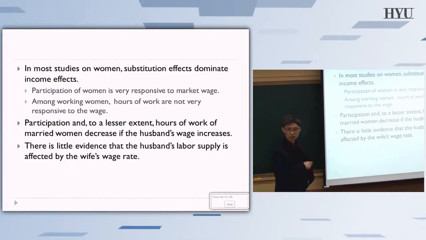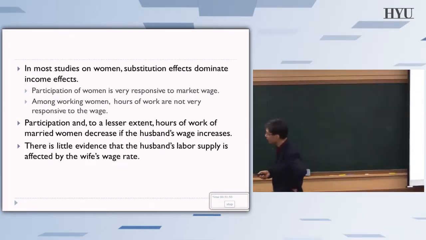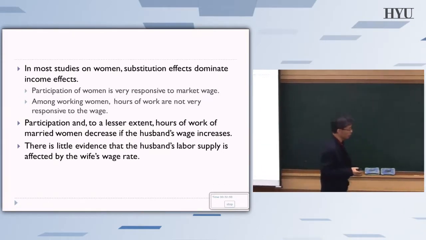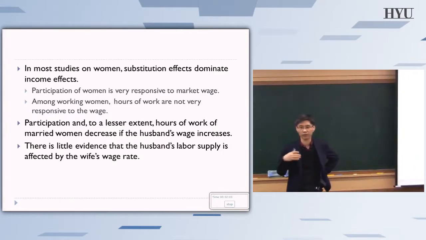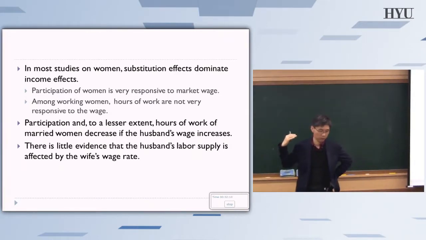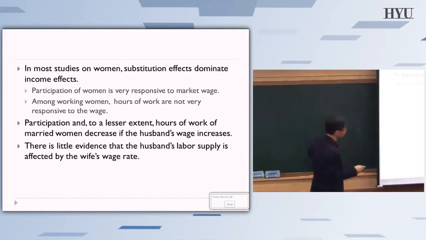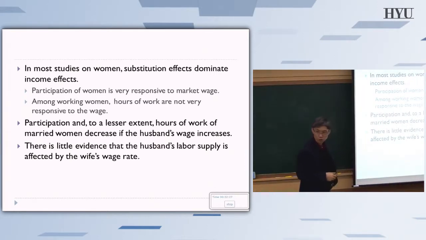There is a linkage between husband and wife's wage rates and their labor supply behavior. There is a very interesting study about whether the husband and wife want to retire at the same time. Think of an older couple, and say the husband or wife tries to decide whether to retire from work or not, and whether they do it together or separately. It's also an interesting research topic. Okay, questions?